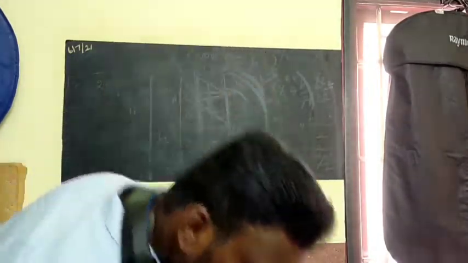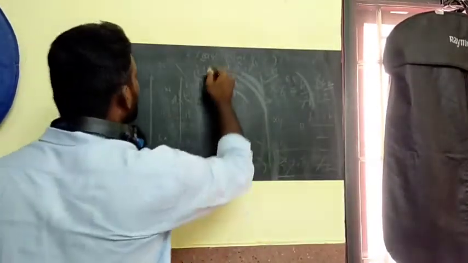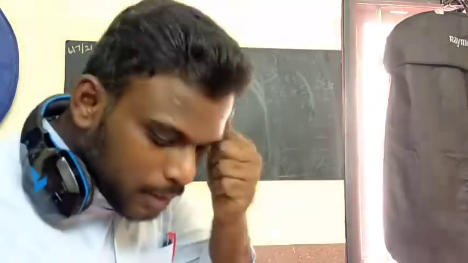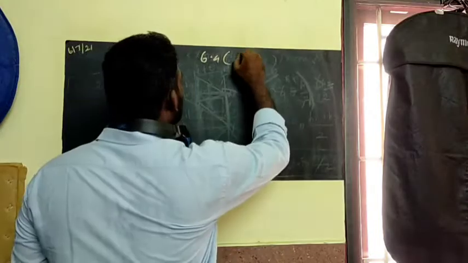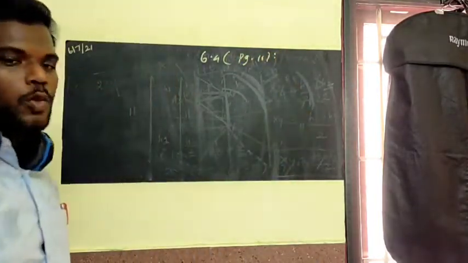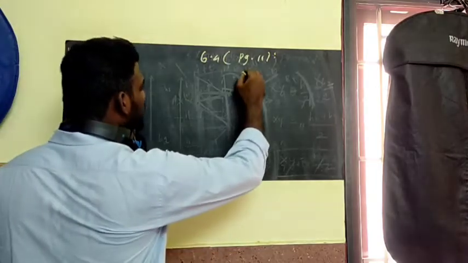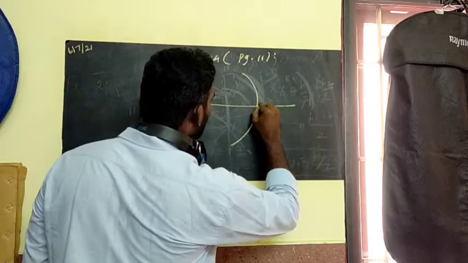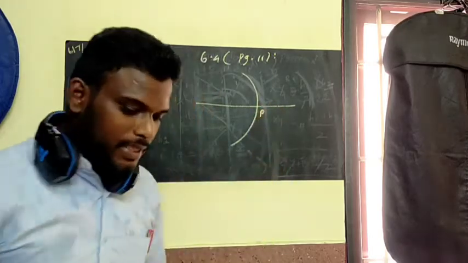And the next one, this is exercise 6.4. This is page number 11. Is that clear? So what is the question? So please understand, everyone. This is the concave mirror and this is the pole. So please understand here.